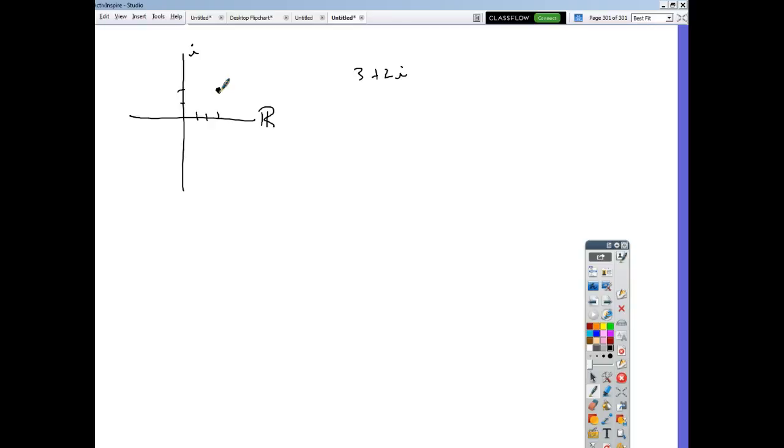How would this look in polar land? Can I locate that point in polar land? Sure, why not? I could go, how far is it out? How far would it be out? 3 squared plus 2 squared equals... No, the radius squared, right? Does that make sense? Radius squared? The r squared. And then I go square root of 13 equals r.